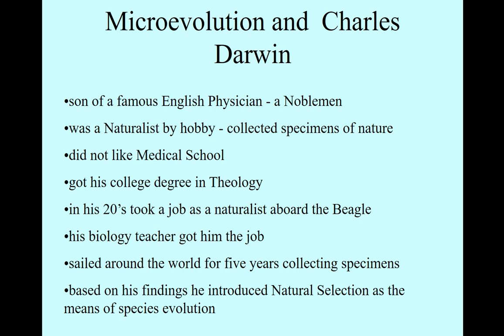And an opportunity came upon him. His biology instructor, who really liked Charles, had an opportunity to sail around the world, and he didn't want to go. So he suggested that his young apprentice, Charles, go in his place. And it was quite a battle. His dad didn't want him to go. It took his uncle to convince his father to let him go.